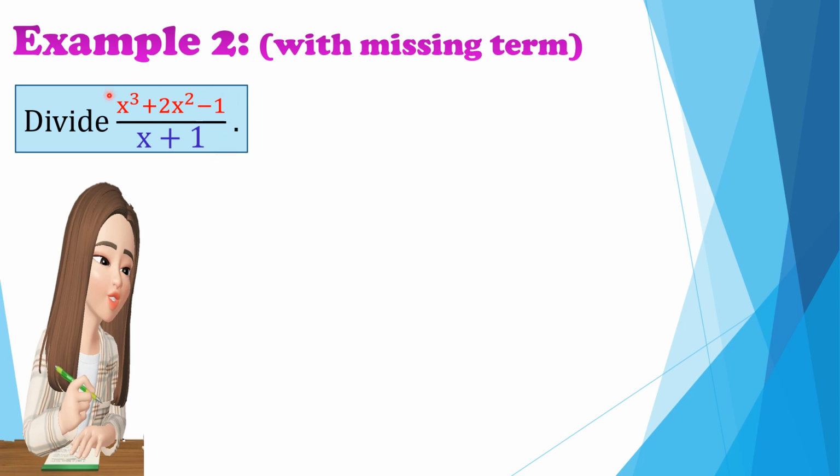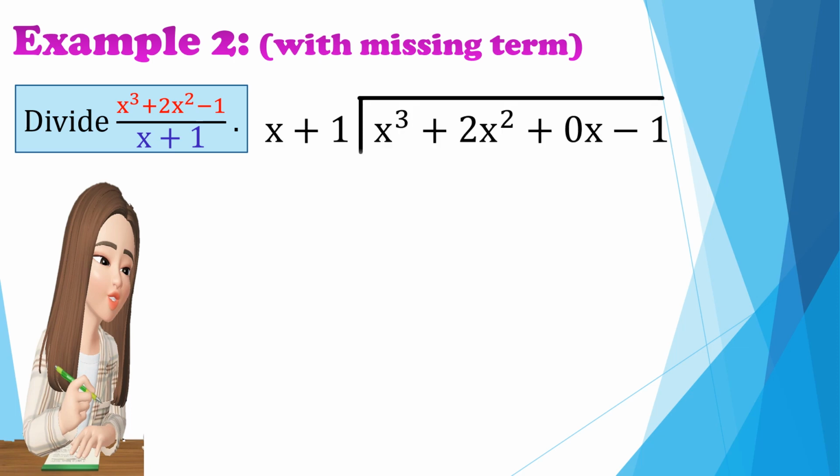So this is in standard form and there is no missing term. Let us rewrite this whole expression into long division form. As you can see, I've inserted 0 as the coefficient of x because this is the missing term of our dividend. And we need this later when we subtract and add. Now, we are ready to divide. Divide the first term of the dividend by the first term of the divisor. So x cubed divided by x, applying the quotient rule, this is equal to x squared.